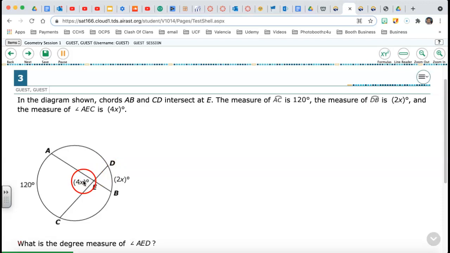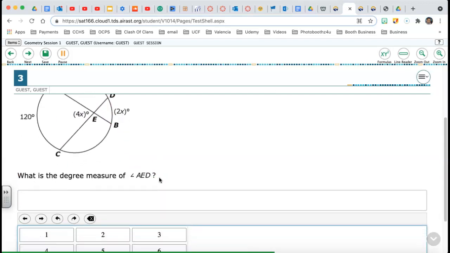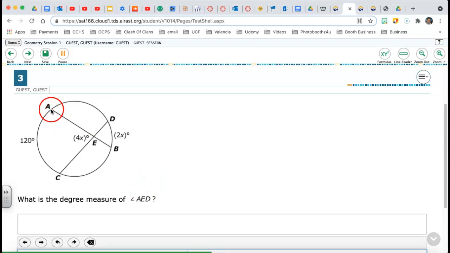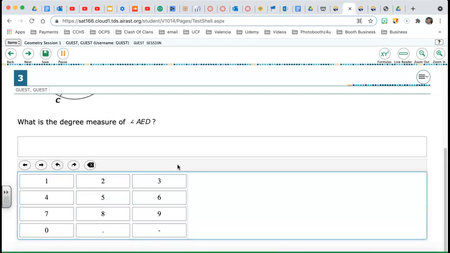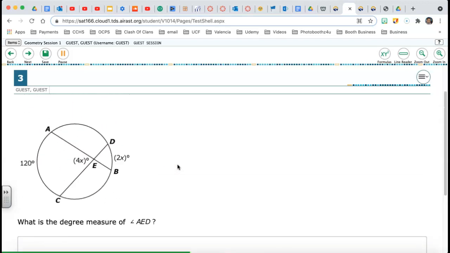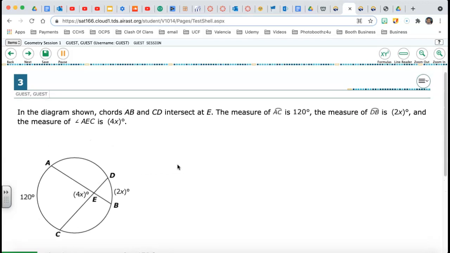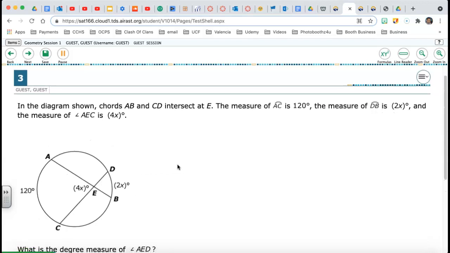So my angle, by the way, the question is, what is the degree measure of angle AED? AED is this angle for x. So we have to find the value of x somehow, and then we type it in. All right, so let's do the work and then type it in at the bottom. So let's find that angle. How do I find the angle?